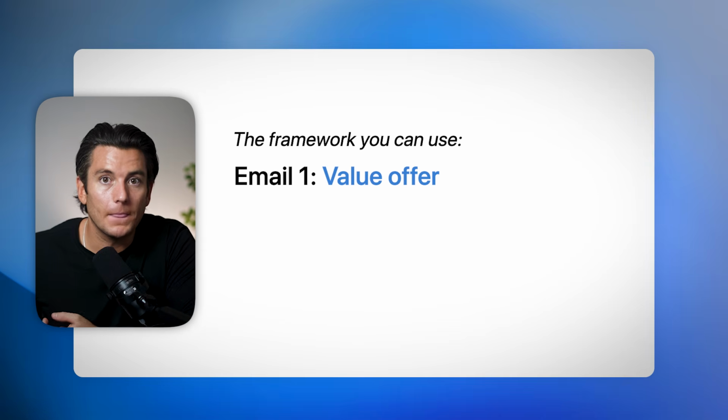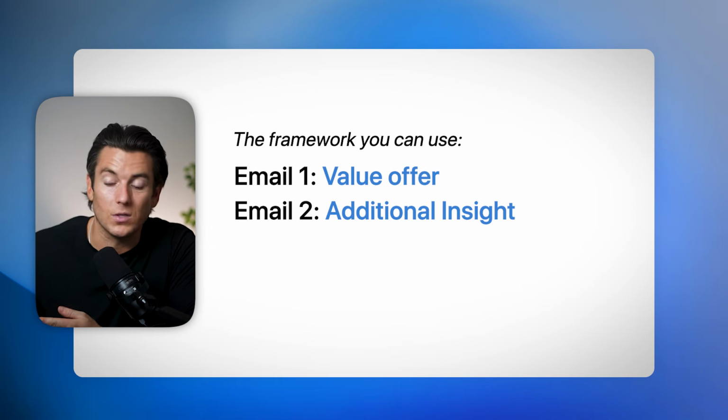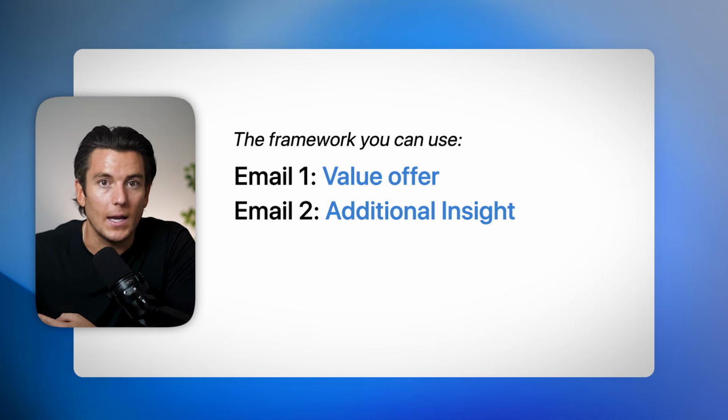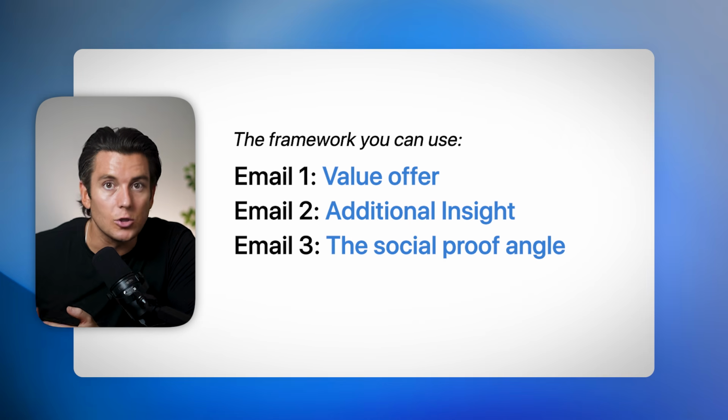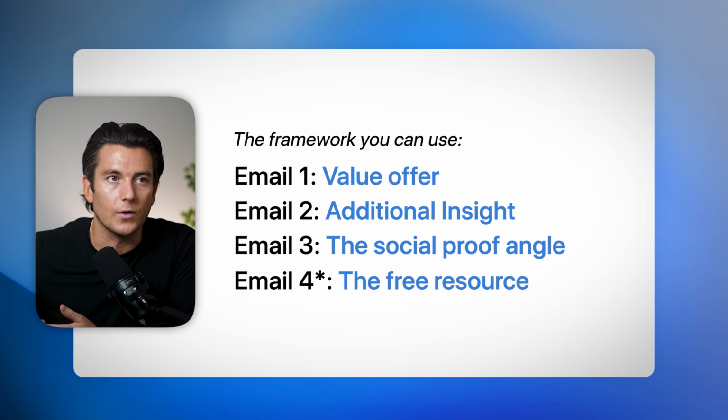So the framework that you can use is email 1 could be the value offer, where you could offer a case study or playbook or an audit of some sort. Email 2 could be additional insight or some data on specifically how you've been able to help other companies. Email 3 could be the social proof angle with a similar company. And email 5 can just be giving them the free resource with no strings attached. Most people give up too early or follow up too lazily. And if you do this right, you will improve your reply rate from just the follow-up sequence alone.